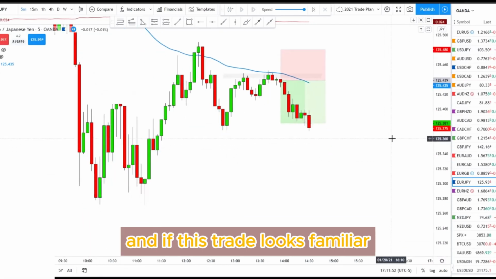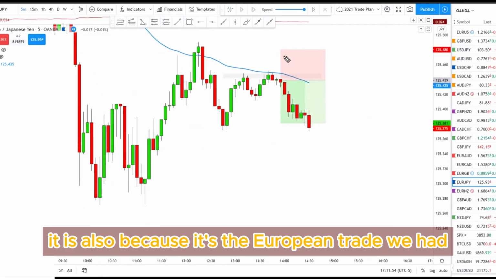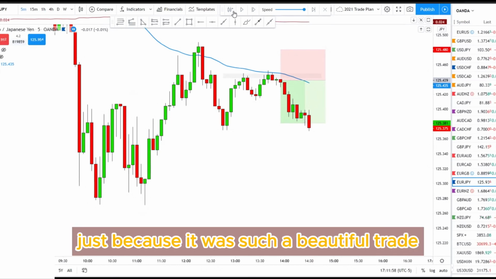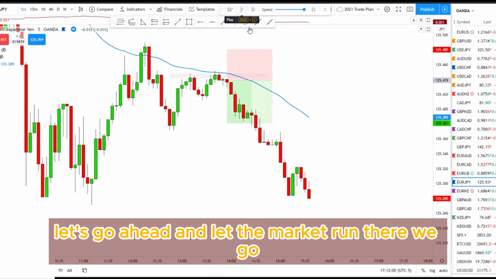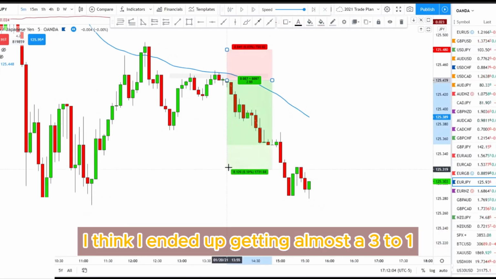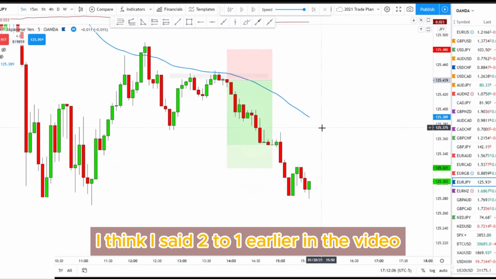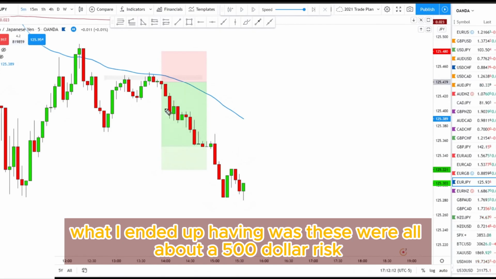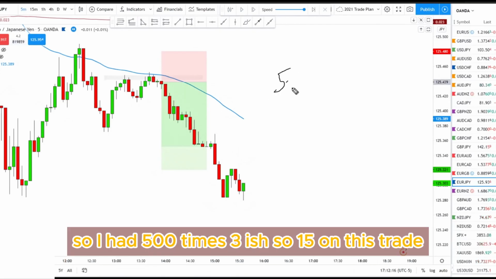And if this trade looks familiar, it is also because it's the Euro-Yen trade we had, where we took profits right down here, just because it was such a beautiful trade. Let's go ahead and let the market run. There we go. We had our targets at about, I think I ended up getting almost a 3 to 1. I think I said 2 to 1 earlier in the video, but I got almost a 3 to 1 on this one. And with that being the case, what I ended up having was these were all about a $500 risk. So I had 500 times 3-ish. So 1,500 on this trade.